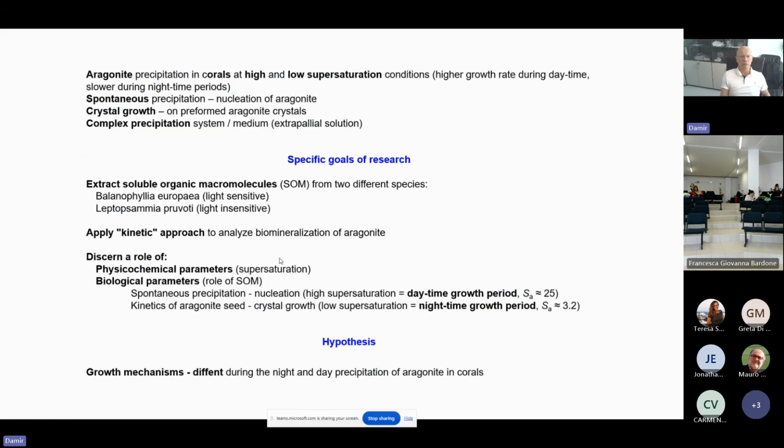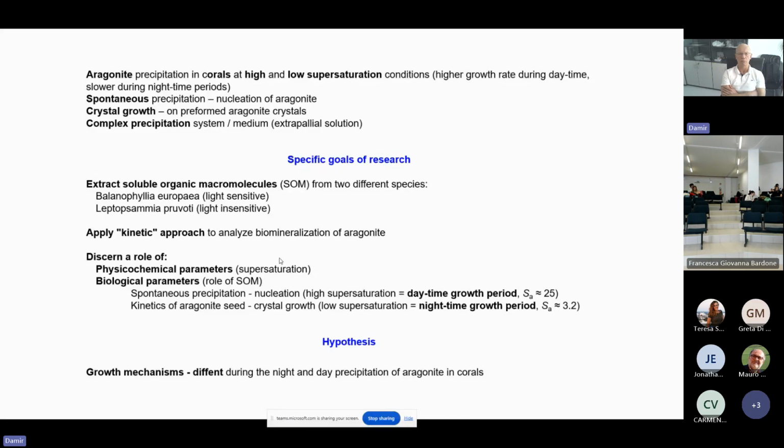Another fact related to coral biomineralization is the formation of aragonite, which can precipitate even at high and low supersaturation conditions. Spontaneous precipitation is responsible for nucleation of aragonite in coral, while crystal growth of aragonite starts on preformed aragonite crystals. The precipitation system is relatively complex.